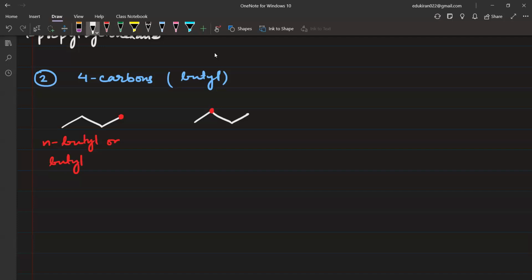Now this is a secondary carbon. As you can see, this is 2 degree. It is attached with 2 different carbon atoms, so we call it sec-butyl. And for example, if you have something like this, here we are having carbon atoms like this, and then here we have another carbon atom. So here also, how many carbons? 1, 2, 3, 4 carbon atoms. So this is also butyl only.